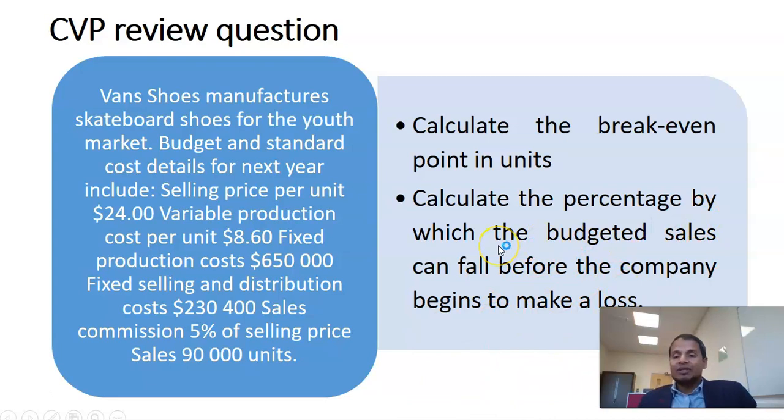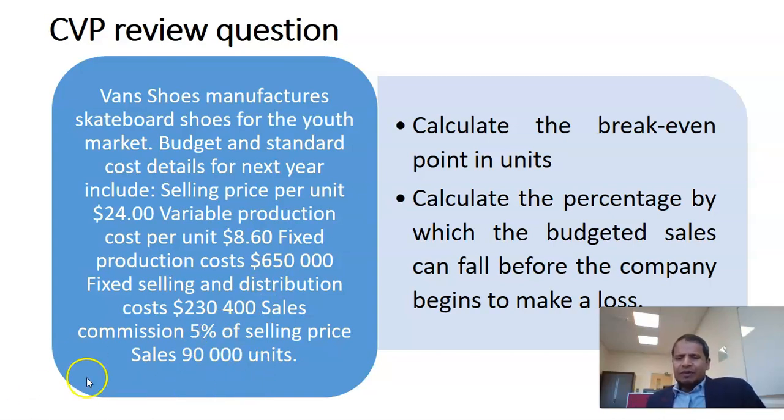Okay, so margin of safety. All right, so what is your fixed cost here? So variable cost per unit, selling price is 24, variable cost 8.6, and fixed production cost 650,000, fixed selling and distribution cost 230,400. So you have to add 230,400 and 650,000. These two are the fixed cost, the total fixed cost of the organization.